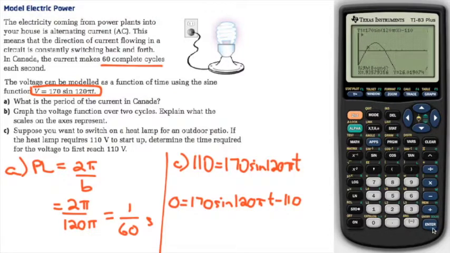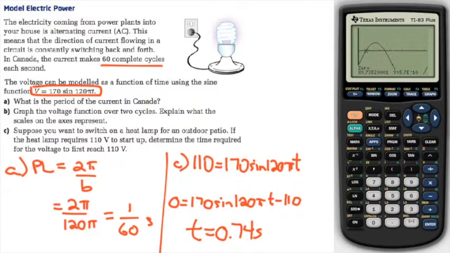Move it to the right, move it close to guess, and we get x equals 0.74. In this case it would be t equals 0.74 seconds.